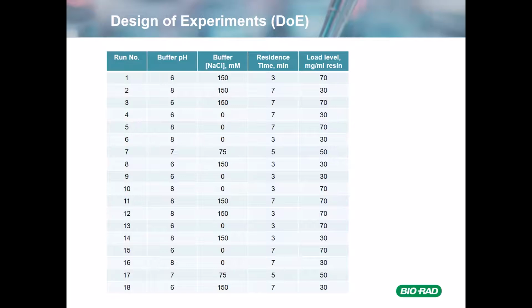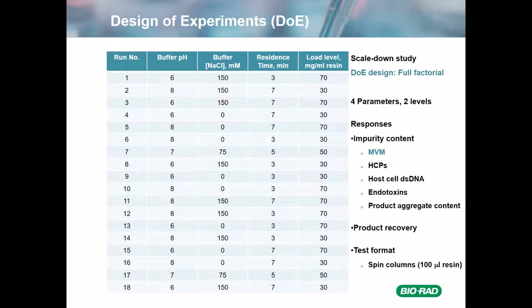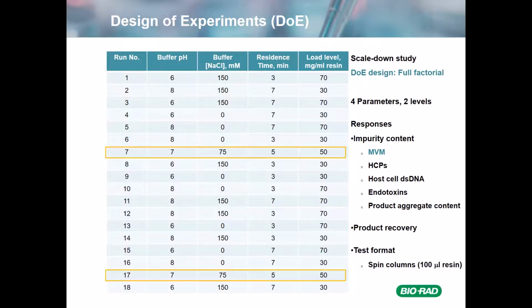Here's a table of the DOE that was performed using the spin columns. So it was a full factorial, 4 parameters with 2 levels. The 4 parameters studied were buffer pH, salt concentration of the buffer, the residence time, and the load level onto the column. The responses were impurity content, which were the MVM itself, HCPs, DNA, endotoxins, and product aggregate content. Additionally, product recovery. As I mentioned before, the test format was in spin columns using 100 microliters of resin. And just showing here runs 7 and 17, these were center points used in the DOE as well.